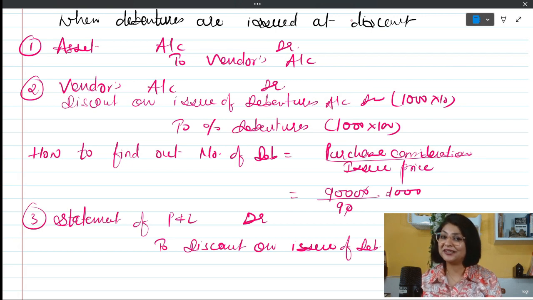I hope you understood this, students. We will meet in the next class now. In the next class we will solve one question based on this concept, issue of debentures for consideration other than cash when we are buying a machinery. And then we will do the second concept also, where we will understand how to pass the journal entry when the business is taken over and the consideration is discharged by issue of debenture.